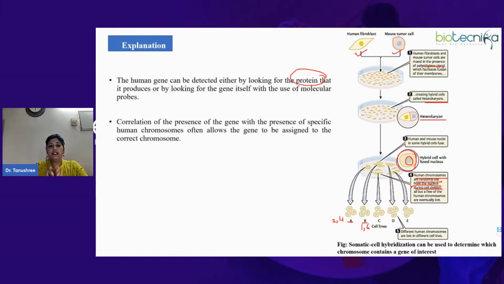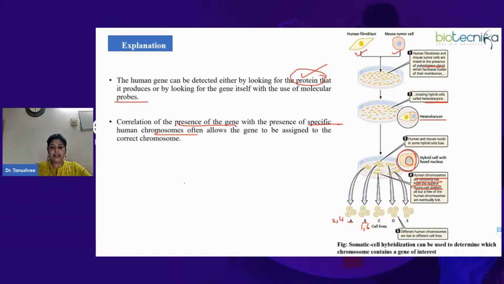All you need to do is either look for the protein which is produced by the gene, or you can even directly look for the gene itself by using probes. You use an oligonucleotide complementary to the sequence of your gene of interest, and you can label that probe and visualize the presence of your gene of interest, right? So if we can correlate the presence of the gene with the presence of a specific chromosome, we can assign the gene to the correct chromosome, right?